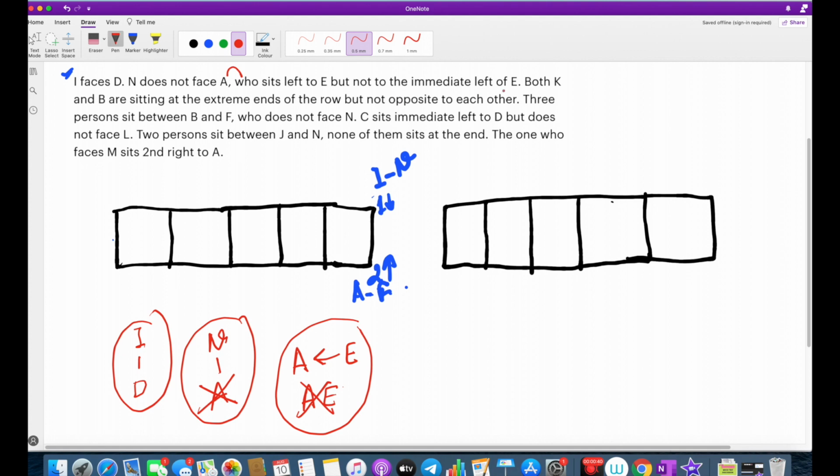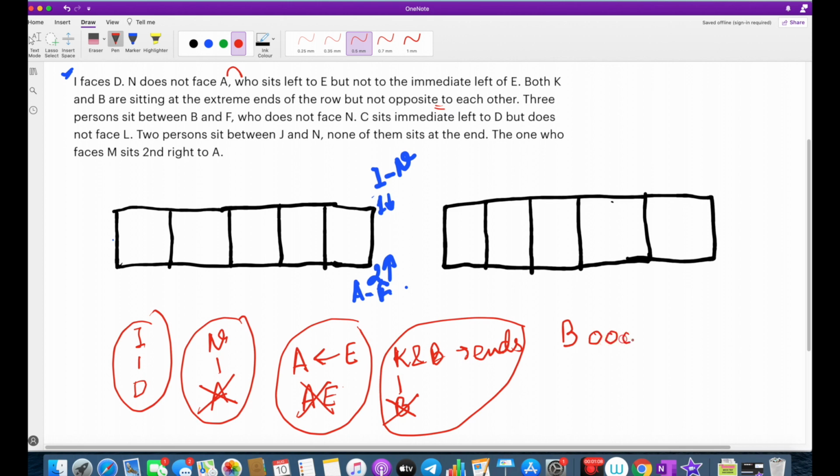Next. Both K and B are sitting at extreme ends, but not opposite to each other, which means K and B will not face each other. Then 3 persons sit between B and F, who does not face N. So 3 persons are sitting between B and F, and F does not face N.